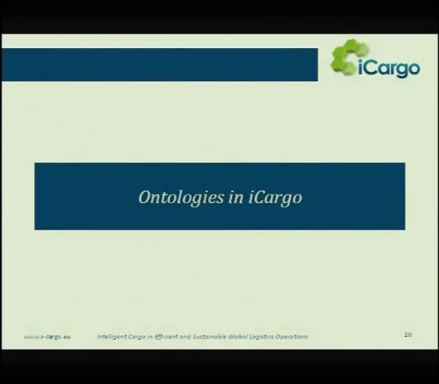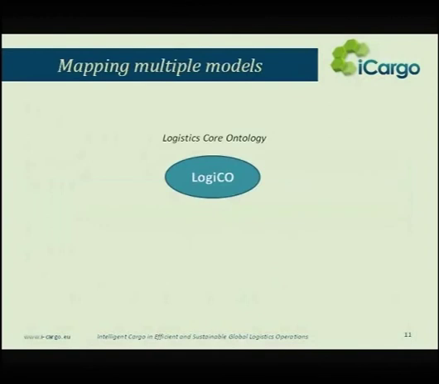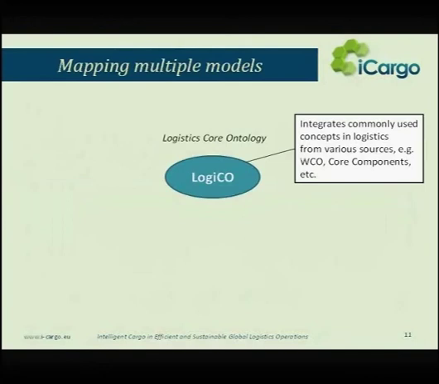So focusing on these ontologies, in iCargo we start off with something we call Logico, which is a logistics core ontology. So we do not start from scratch, but Logico provides you with a collection of commonly used concepts in logistics. We developed it in the iCargo project in parallel to the Cassandra project, which is also an EU FP7 project focusing on logistics, but with a more customs and compliance point of view. And this ontology provides you with a range of concepts that are relevant for logistics, like orders, like transport equipment, and so on.